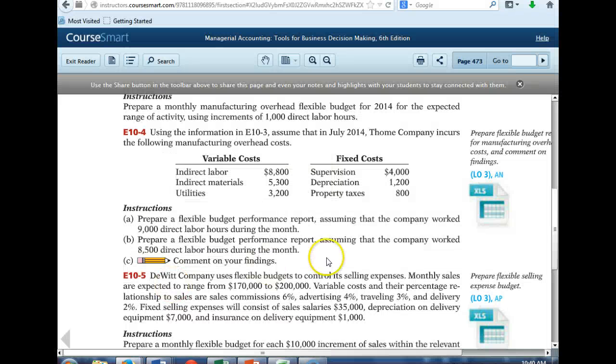Okay. Now, it asks us to prepare a flexible budget performance report, assuming that the company worked 8,500 direct labor hours during the period. What are we going to do different there? We're going to change the one number.